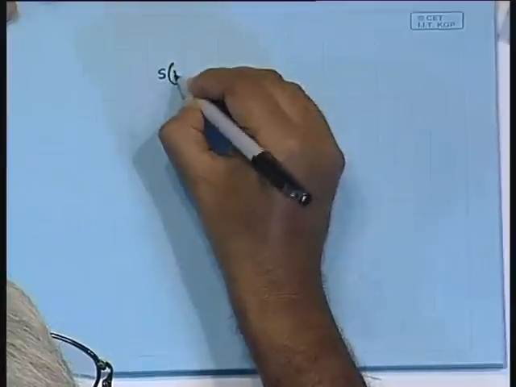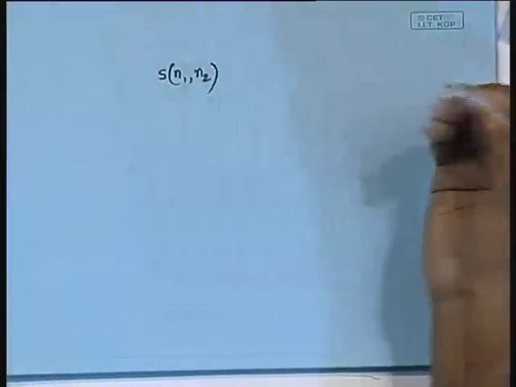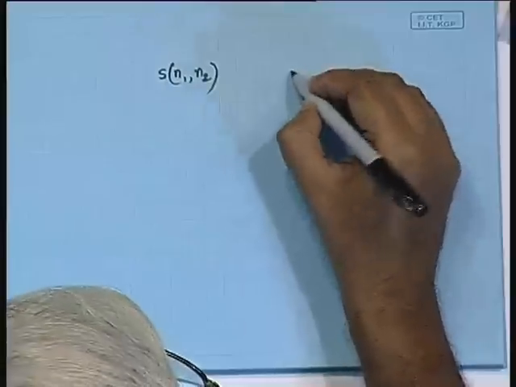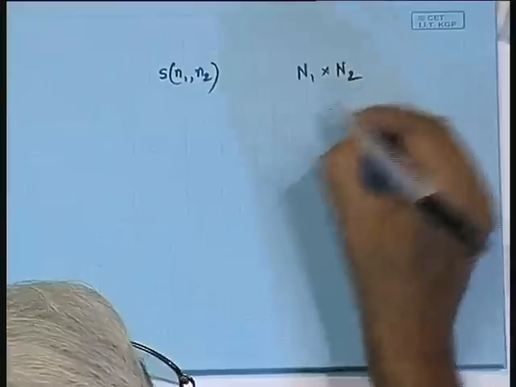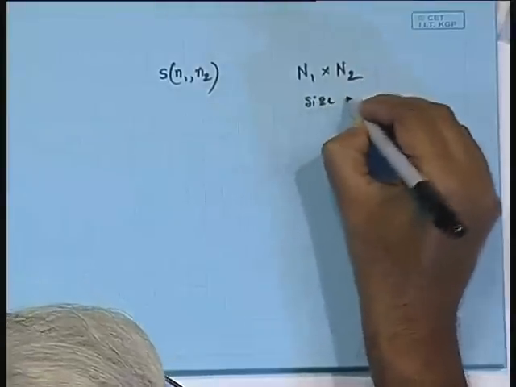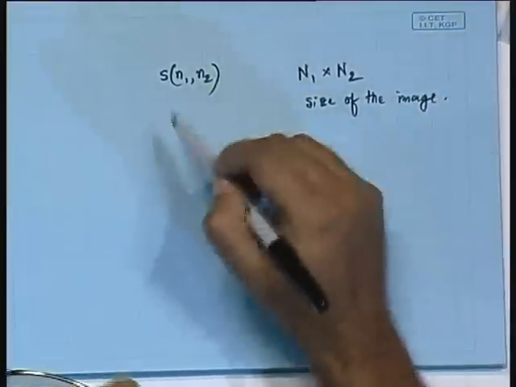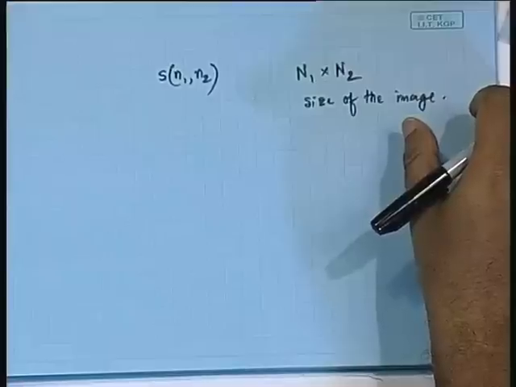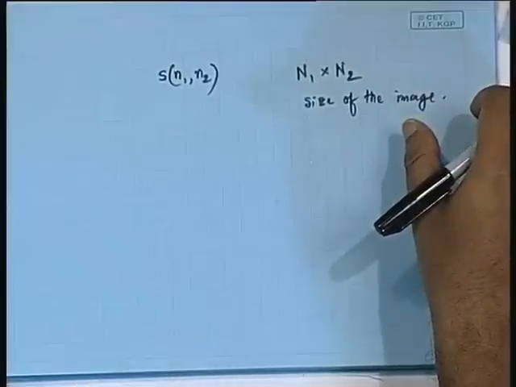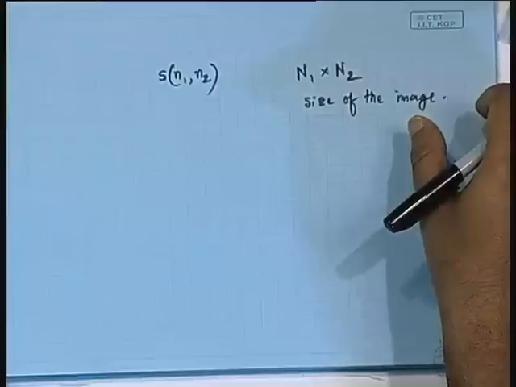Now, the same thing one can mathematically write down like this. Let us say that we take the image function to be S n1 n2. Okay. And we take the image size to be capital N1 by N2. So, N1 by N2 is the size of the image, and the intensity function is indicated by S n1 n2. Now, what we are doing in the wavelet transform is that this S n1 n2, which is in the spatial domain, will be transformed to the wavelet domain.